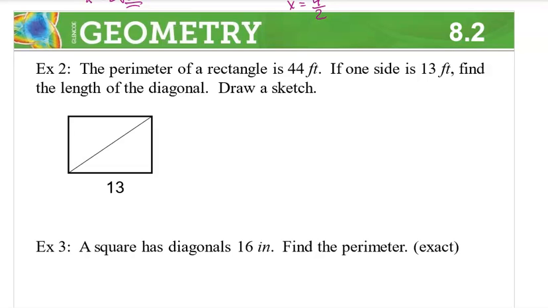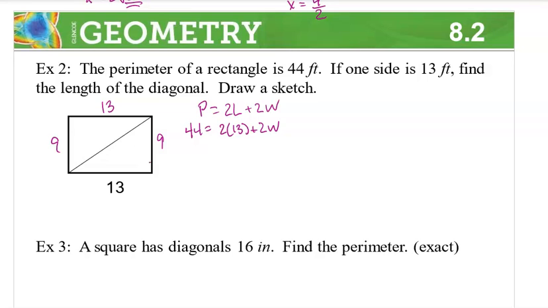Perimeter of a rectangle is 44 feet. So think about this. The perimeter is 2L plus 2W. So right now I know 44 equals 2 times L. I'm going to call the 13 the L. So if I multiply and solve that, I end up with 9 for my width. But we want to find the length of the diagonal.